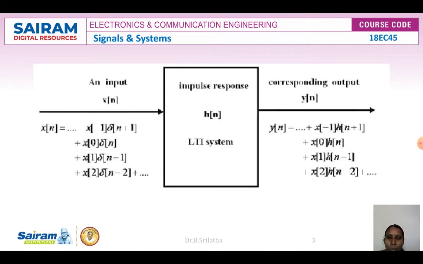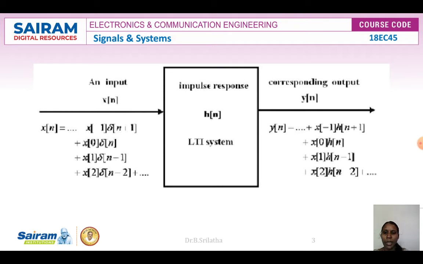Now the impulse response h of n for an LTI system, linear time invariant system. Now we are going to derive how to find the output response y of n. For that we are going to consider the input x of n. You know the impulse function is delta of n. It is 1 for n equal to 0 and for the remaining values it is 0. So now x of n is equal to, if you substitute n equal to minus 1, x of minus 1, and so on.